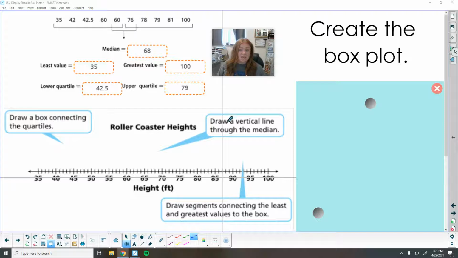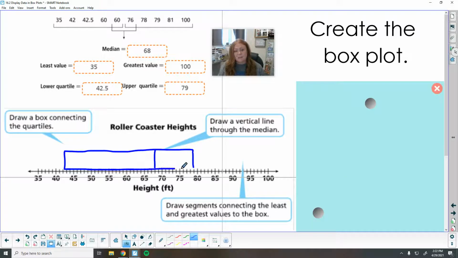So I draw a vertical line up and down where I want the median at 68 is here. Then I find my quartiles. So the smallest one is 42.5. So here's 40, 41, 42 and a half. And my upper one is 79. So you take your median and then the middle of the first half, the middle of the second half, and we're drawing 3 lines there to represent those. So this is where your box comes from.